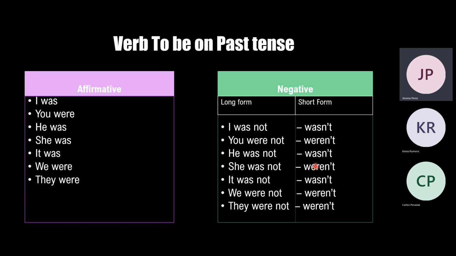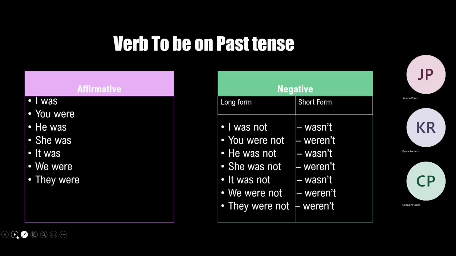Here, I have a mistake. So here it wasn't, okay? And it was not, it wasn't. We were not, we weren't. They were not, they weren't. Do you have any questions or comments here?